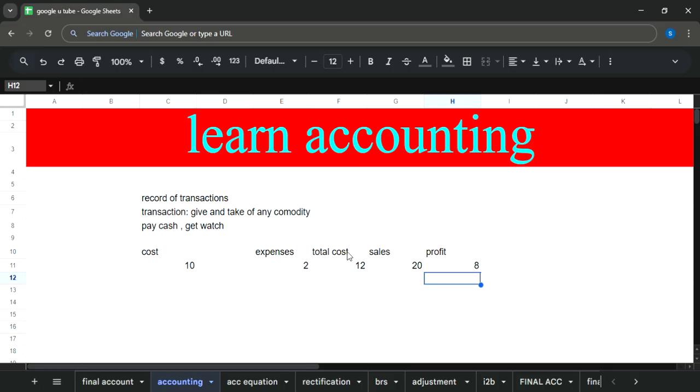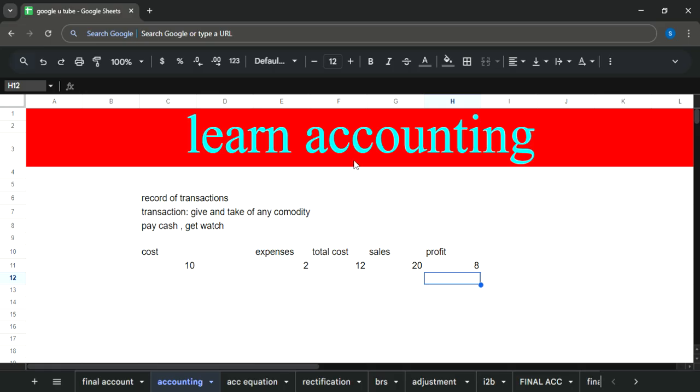This is a very simple procedure of trading. You are buying something, adding value, and then selling this commodity at a little higher price. The difference between your sale and cost would be considered your profit. So this would be a combination of different transactions. You have bought, it's a transaction. Then you have made some expenses, it's a transaction. Then you have sold this commodity, it is again indeed a transaction.